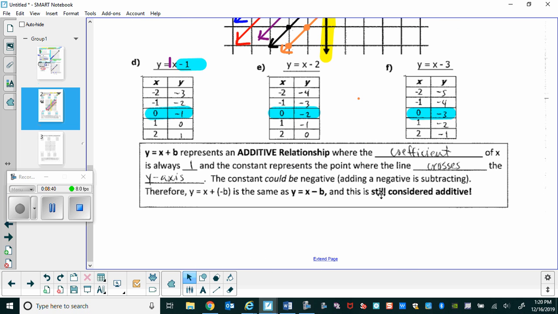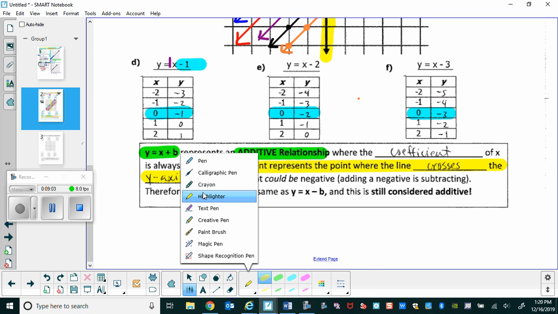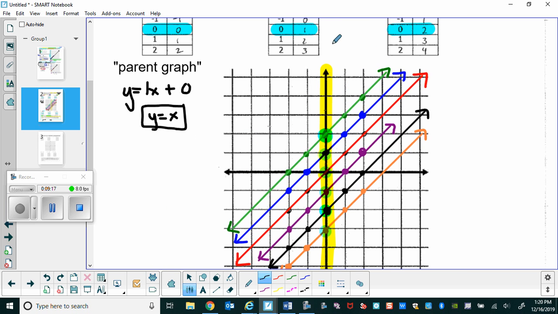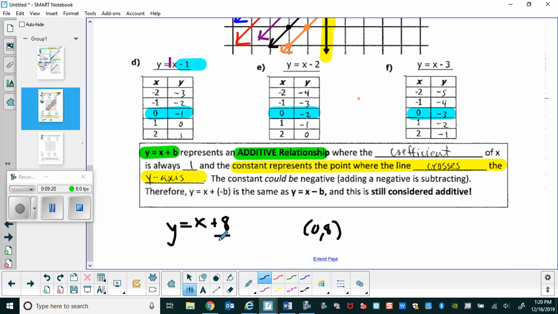So down here, let's sum up. Y equals x plus b, okay? This represents additive relationships, where the coefficient of x is always 1. We talked about that here, 1 times x. There was 1 for all of them. And this is the big part. The constant represents the point where the line crosses the y-axis, okay? So if you were to see the equation y equals x plus 8, you should immediately be able to tell me that this thing is going to cross at 8. So the ordered pair would be 0, 8, and it would be way up here somewhere at 0, 8, okay? That's the first main thing I care that you can tell me.